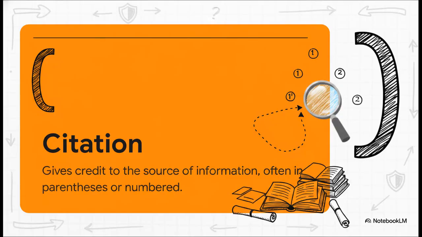The third completely crucial tool here is the citation. A citation gives direct credit to the exact source of information. You've probably seen these in parentheses, maybe showing the author's last name and a year, or as a tiny superscript number.